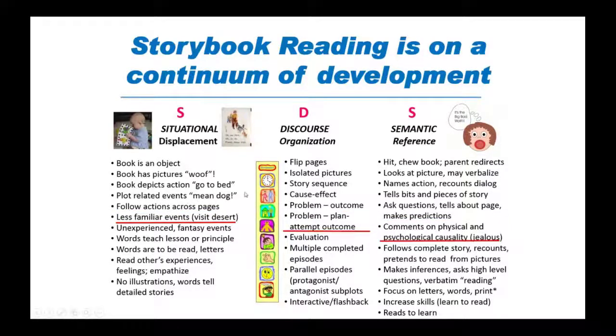By late threes, the child is starting to learn more from books. So even if they've never visited the desert, they can look at a book and they can start to learn about the desert or learn about outer space. The stories get more complex, and so they have the plan, the attempt to solve the problem. You have the problem, the plan, and the attempt to solve the problem, as well as the outcome.